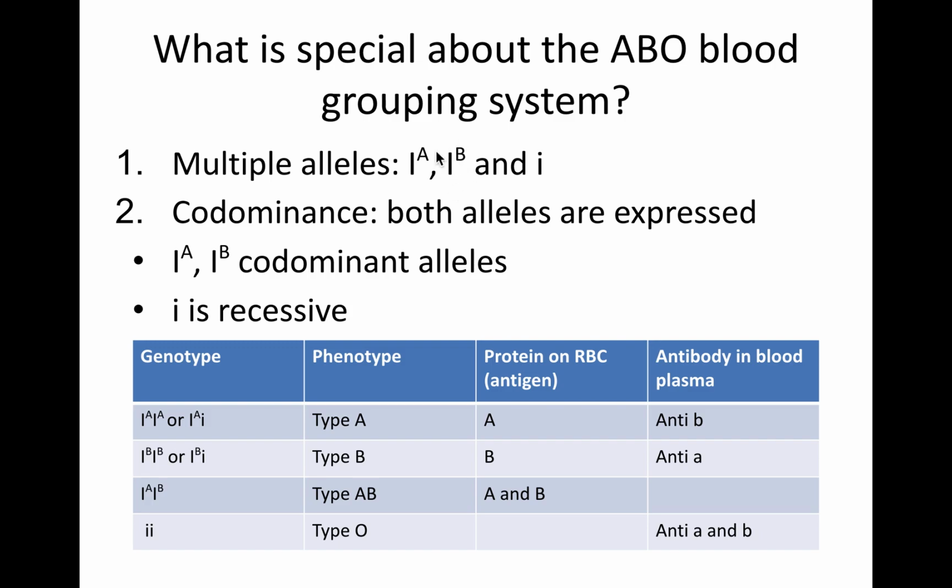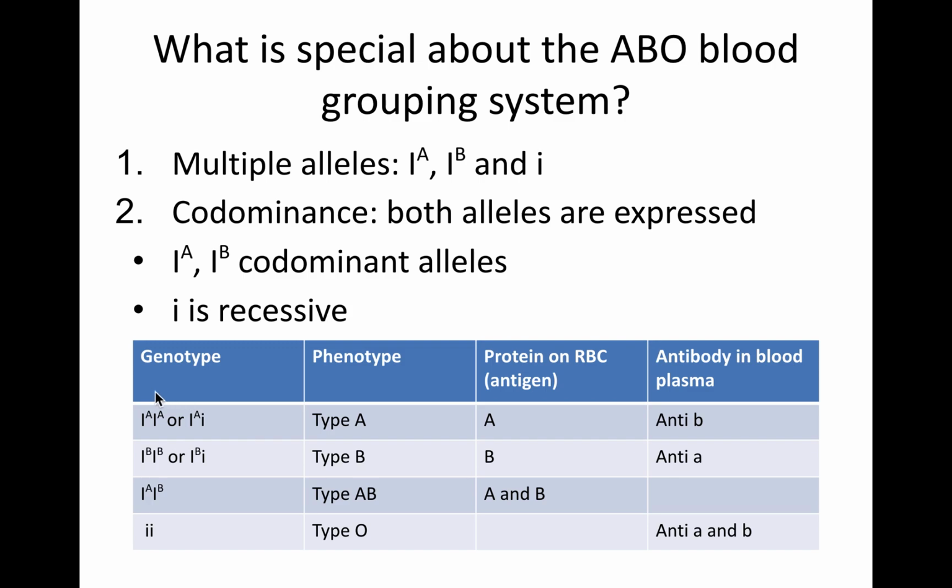So remember, they're co-dominant, so neither wants to mask the other. They're both expressed if they're present. And then you have little i, which is going to represent the O blood type, the recessive trait. So they're multiple alleles and they're co-dominant, so both alleles are expressed sometimes. This is the co-dominant allele if you have capital IA, capital IB, and the little i is the recessive.